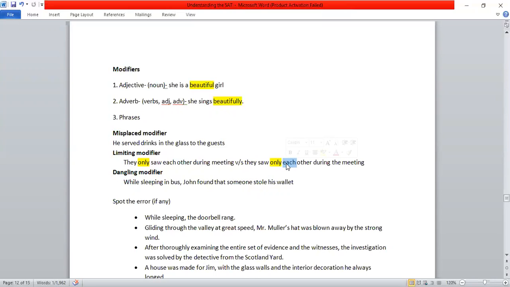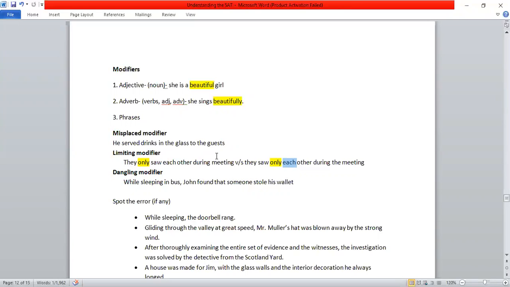In the first one, they're not caring about each other because they just saw and then, no, I don't care about you, kind of. In the other one, they only care about each other. That's a lot of difference. Probably in the first one, they hate each other. In the second one, they love each other. So "only" describes "each other." Here, the word "only" describes "saw." That's a limiting modifier. Both sentences are grammatically correct.